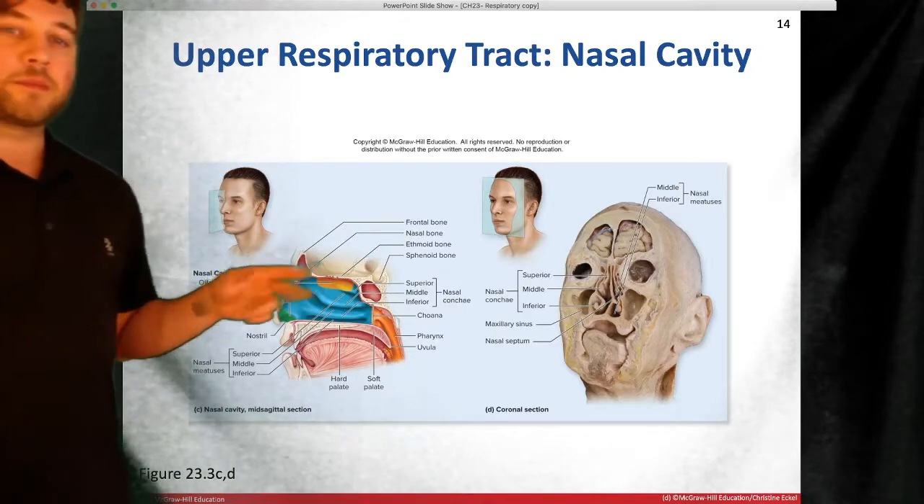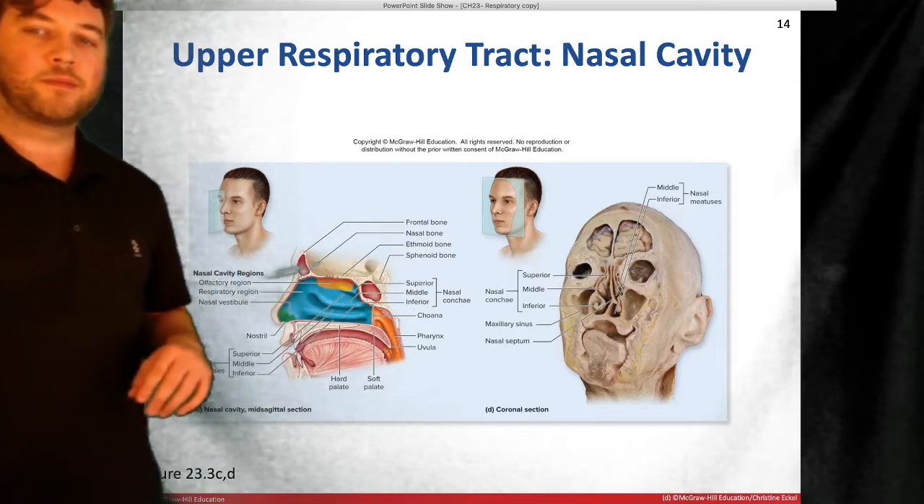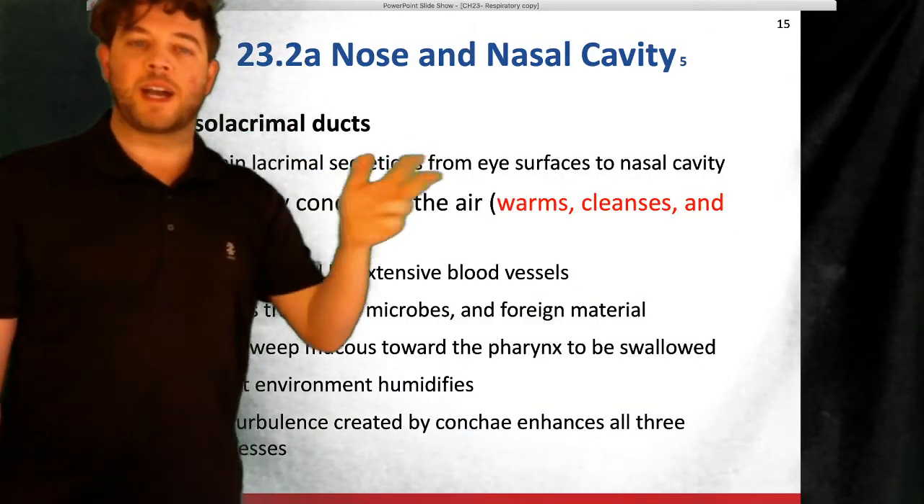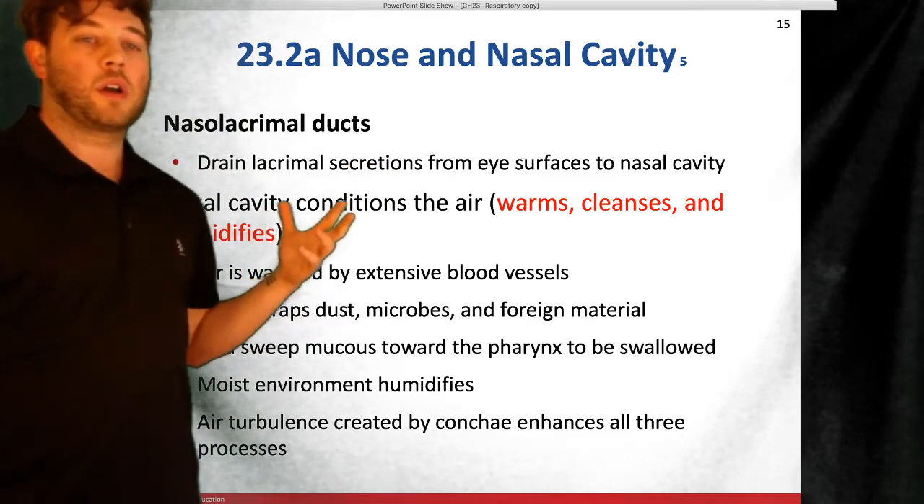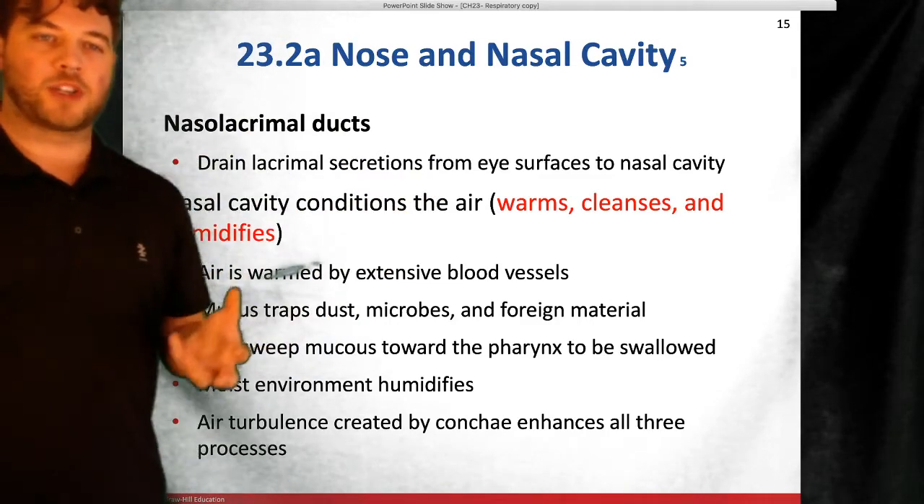Here is just a coronal section, sagittal and coronal. Your nasolacrimal ducts drain lacrimal secretions from the eyes to the nasal cavity. It adds like a wash as well.